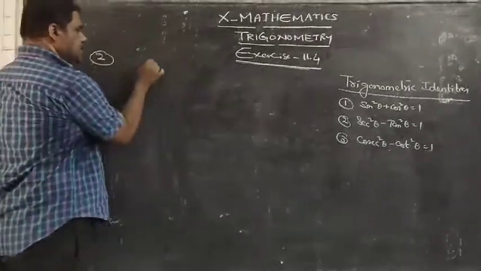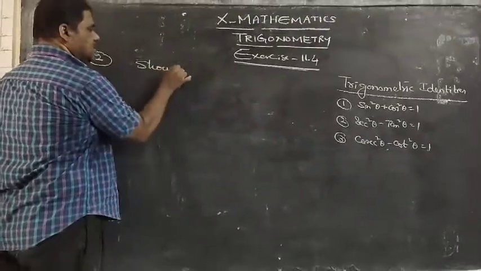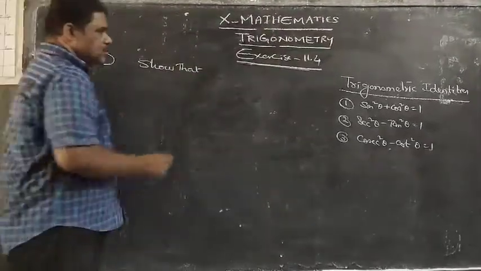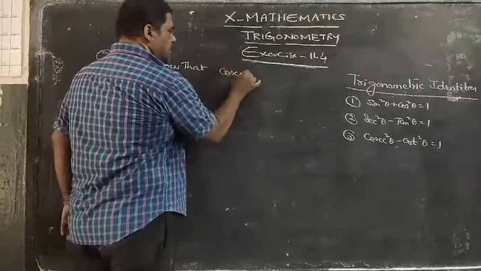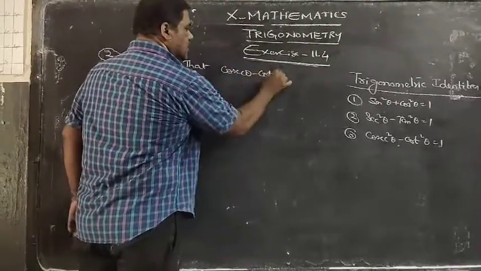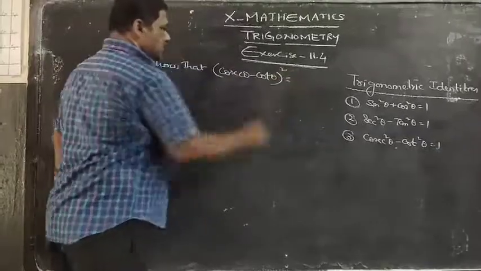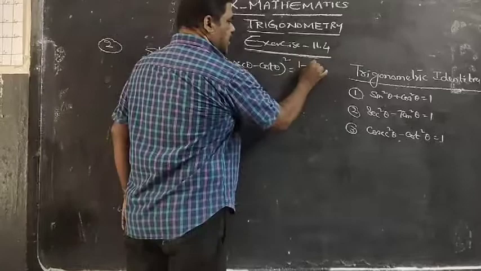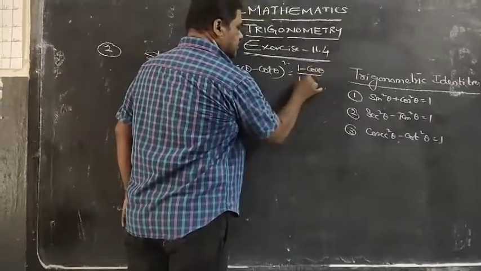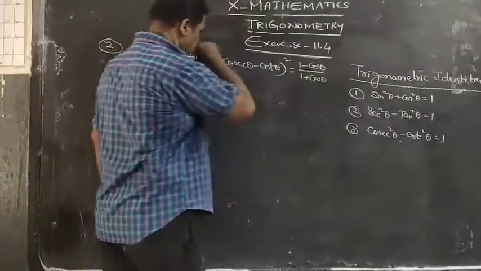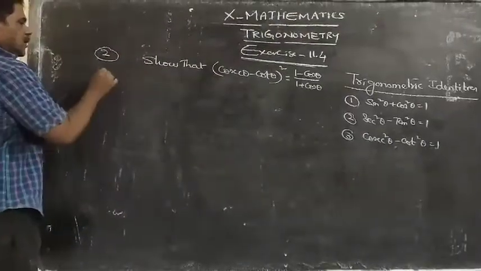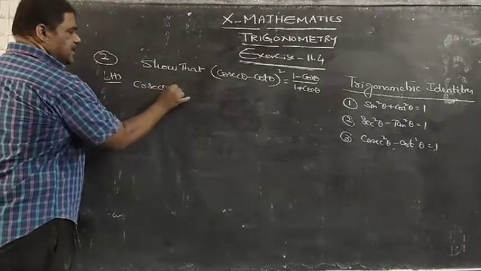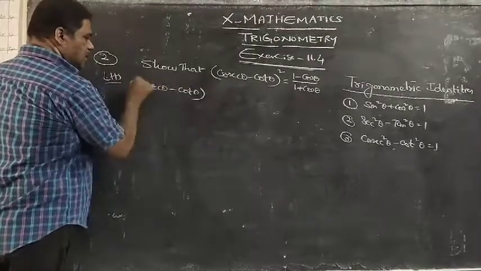Show that cosecant theta minus cot theta whole square is equal to 1 minus cos theta by 1 plus cos theta. Now let us take LHS. Cosecant theta minus cot theta whole square.